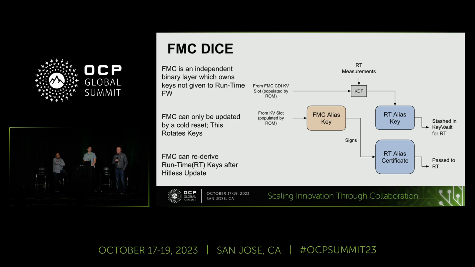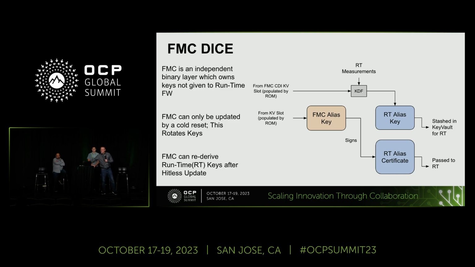All right, and then the hitless update. One thing that we have in the key vault that Vishal described is that FMC is going to be able to leverage some of the keys that are derived by ROM, and they're locked and hidden from runtime, but only when FMC is executing is it able to use those keys. That allows, on a hitless update, not having to rederive everything, but still getting a fast update and still being able to derive new runtime keys.